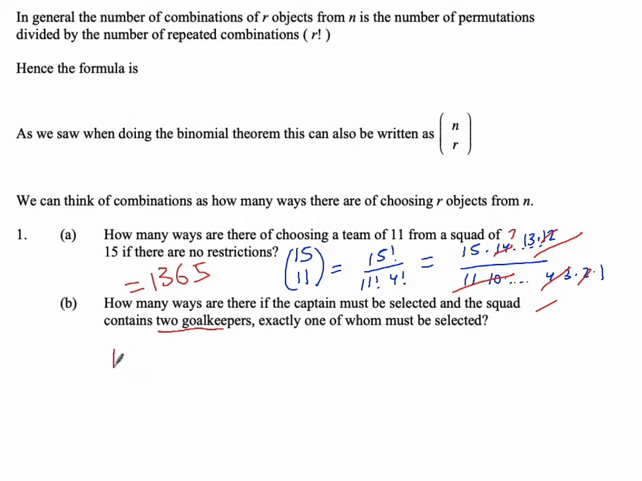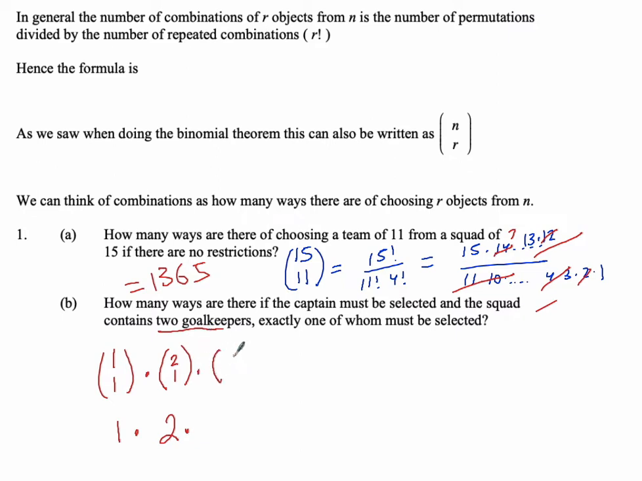There's one way to do that. There's 1 choose 1 way, which equals one way of choosing the captain. And we're choosing from 2 goalkeepers. So let's choose 1, which equals 2, right? That's common sense. There's 2 ways to choose one of the two goalkeepers.